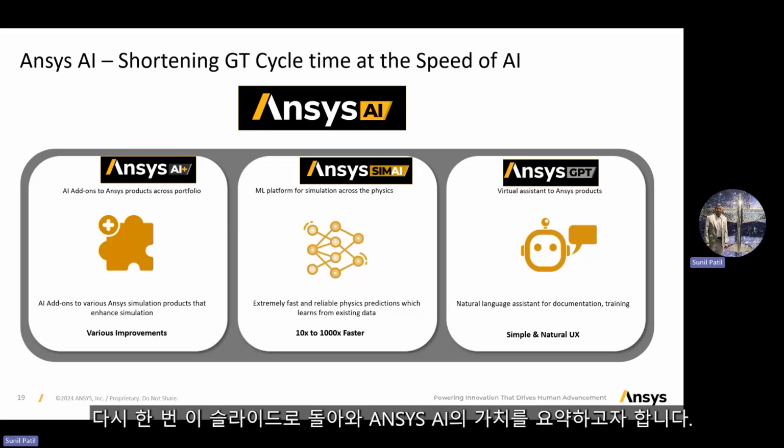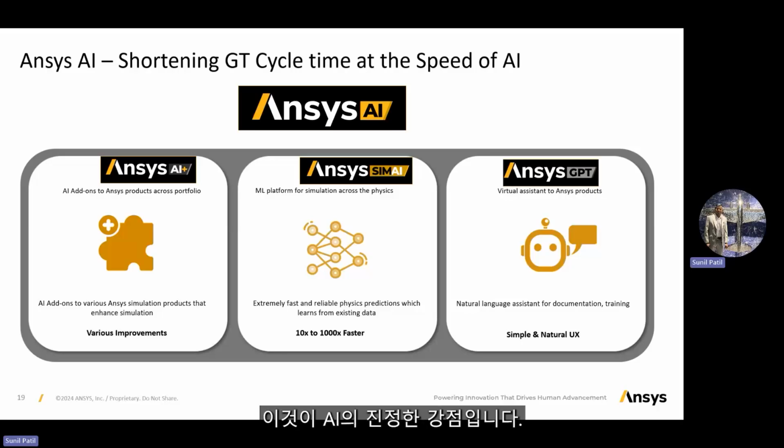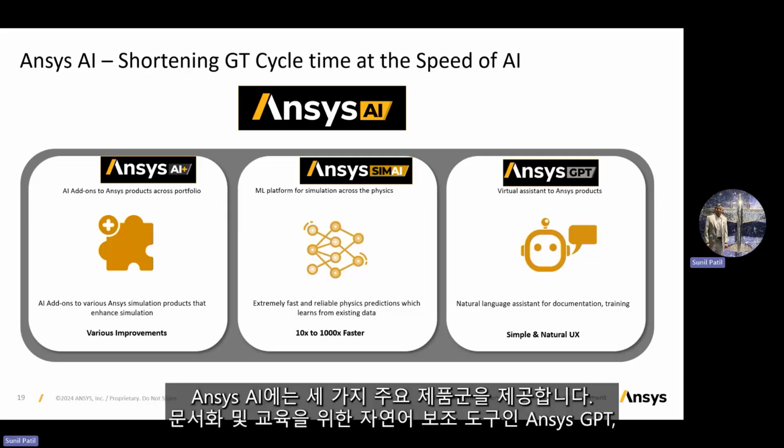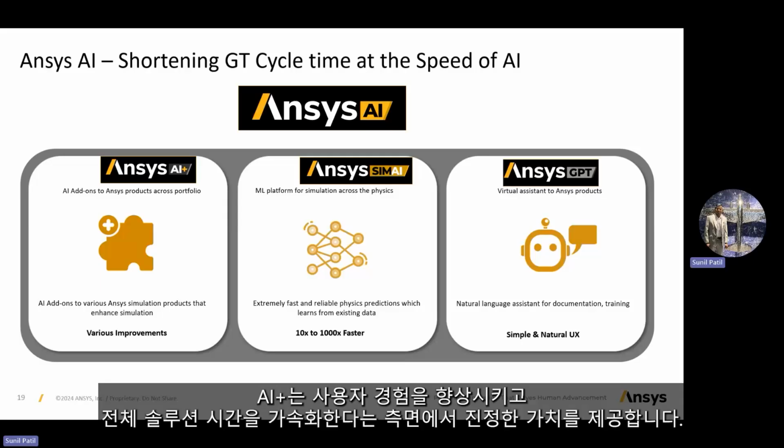So again, I would like to come back to this slide for summarizing the value of Ansys AI, especially in the context of gas turbines, which is really targeted toward shortening the gas turbine cycle time. And that is with the power of AI. Ansys AI has three different offerings. Ansys GPT, which is the natural language assistant for documentation and training.